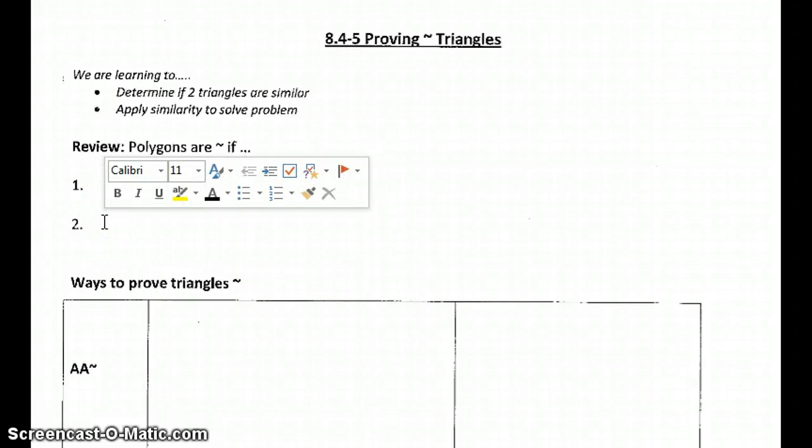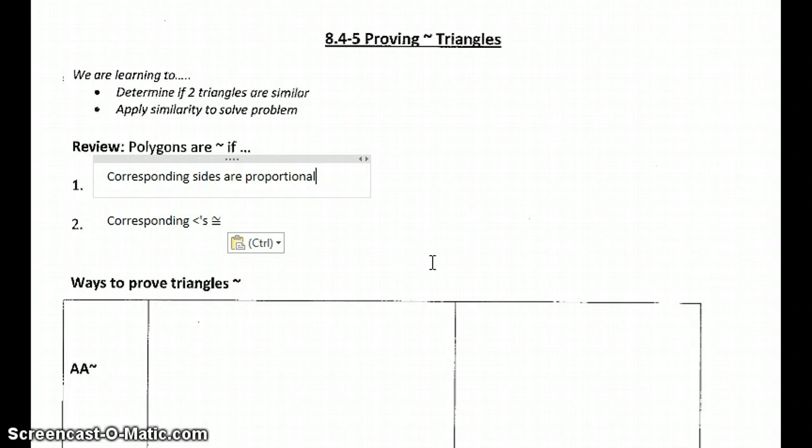8.4/8.5, proving similar triangles. Today we're going to be learning to apply that similarity to solve. Shapes are similar if two things happen. First, we had to have corresponding sides that are proportional. And the second thing we had to have is corresponding angles that are congruent.